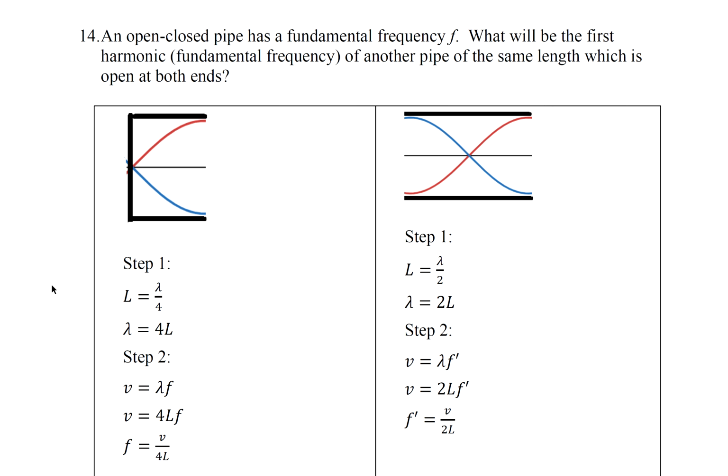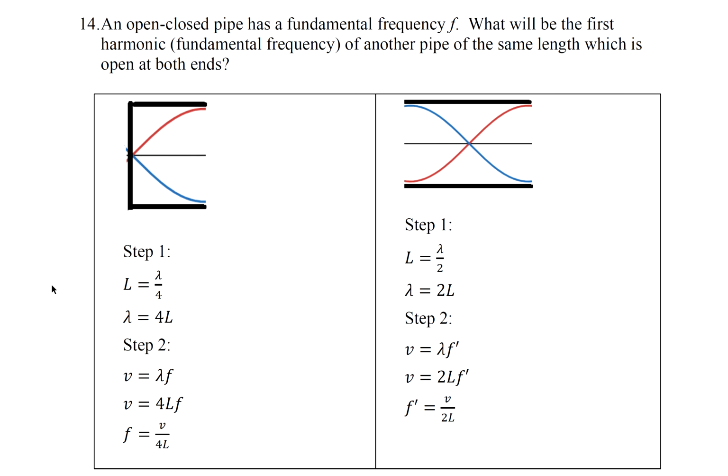Question 14. An open closed pipe has a fundamental frequency f. What will be the first harmonic fundamental frequency of another pipe of the same length which is open at both ends? So take a look at the left-hand side. Step 1, L equals lambda over 4 and solve for lambda. Step 2, use the equation v equals lambda f.